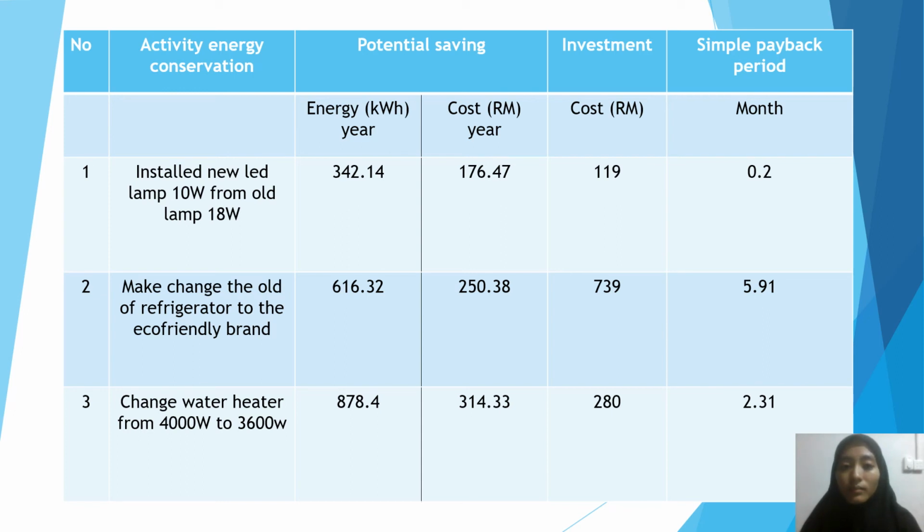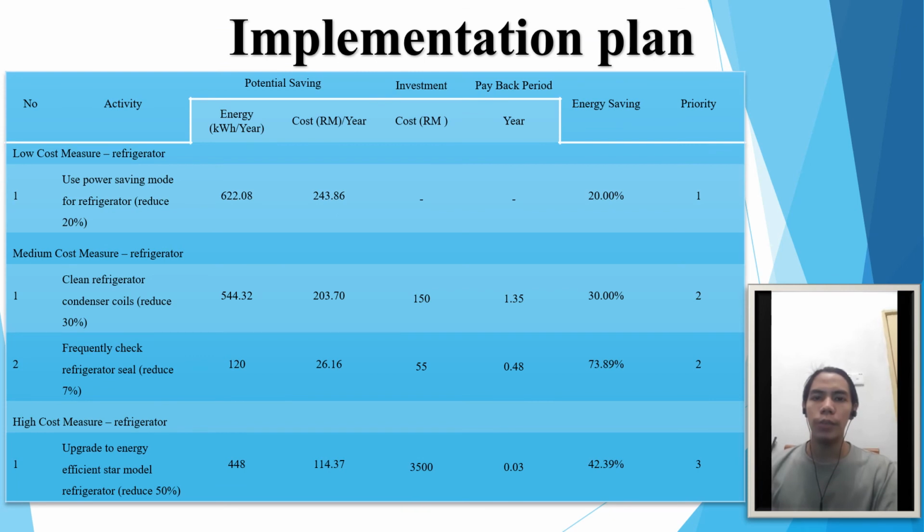That's all. For the implementation plan, the first one is the refrigerator. The low cost measure for the refrigerator is to use power saving mode. It will reduce 20% of energy, that equals 622.08 kilowatt hour and will cost 243.86 cents. The medium cost measure for the refrigerator is, first, clean the refrigerator condenser coil.